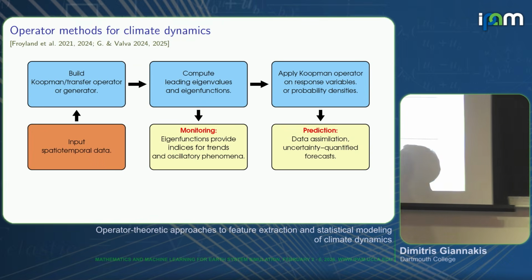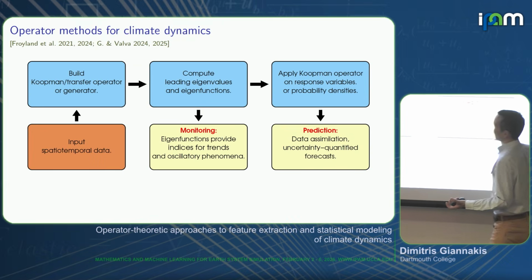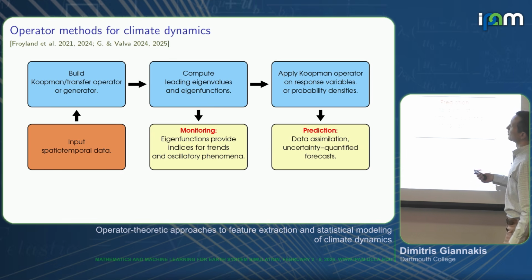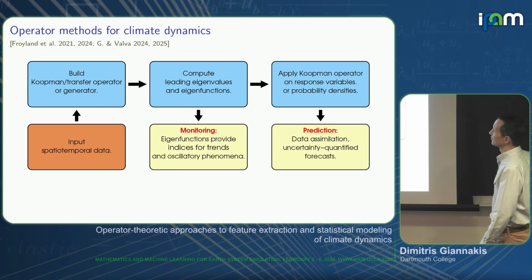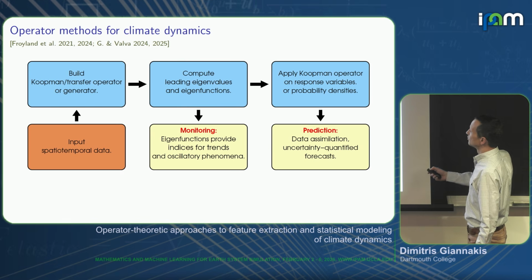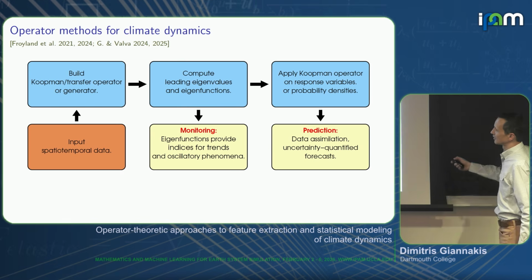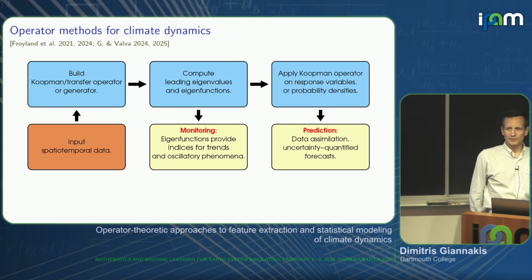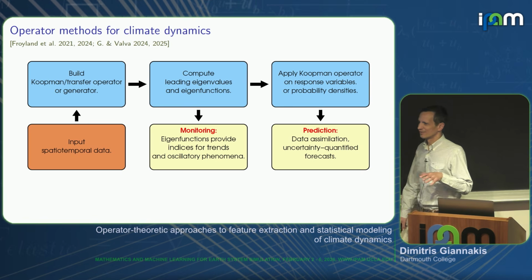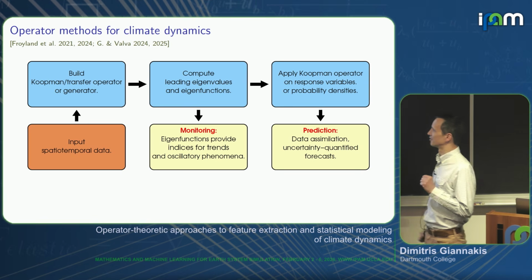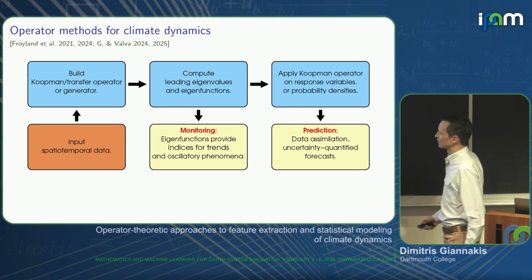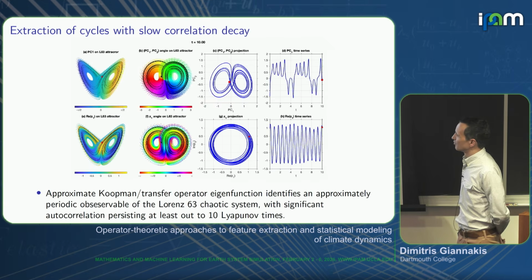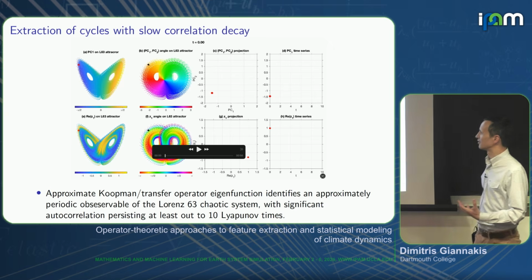We have as inputs spatial and temporal data, like observed climate variables, and we use these to build approximations of the operator at hand and use them in different ways depending on the task that we have. I should say also, please interrupt me at any point if I say something that is not clear or for any other questions. Okay, so let me start.